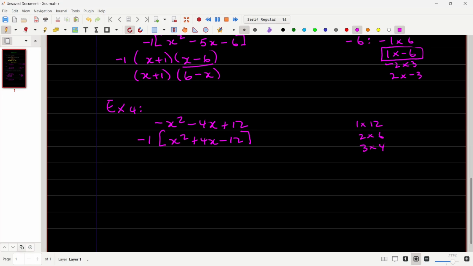We want to get a situation where we have a positive 4. So if we have a negative 2 and a positive 6 multiplying by each other, that will give us negative 12. And if we add that together, we're going to get a positive 4. So I'm going to use those as the factors, and I'm going to get negative 1 into x minus 2 and x plus 6. And I'm going to just use the negative sign on this factor here, and I'm going to get 2 minus x into x plus 6.